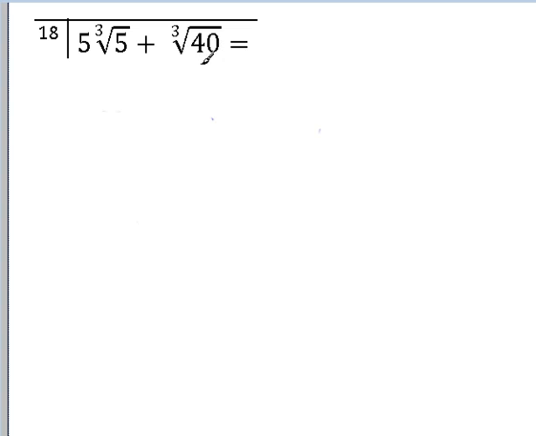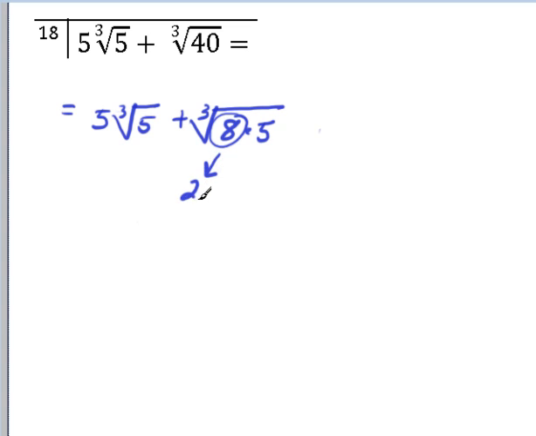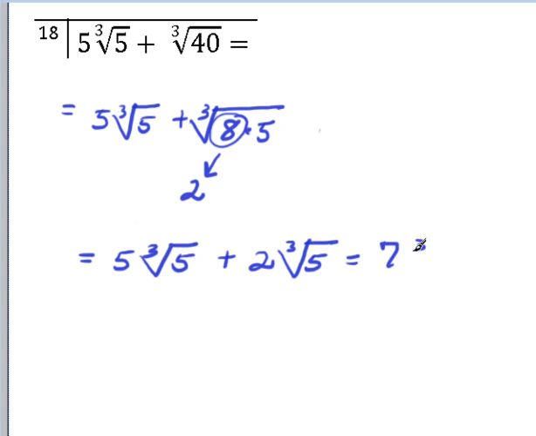All right, well, this does factor. 40 does factor into 8 times 5, and 8 is a perfect cube. So we can take it out. 8 is 2 cubed, and we have 5 cube root 5 plus 2 cube root 5, which leaves us with 7 cube root 5.